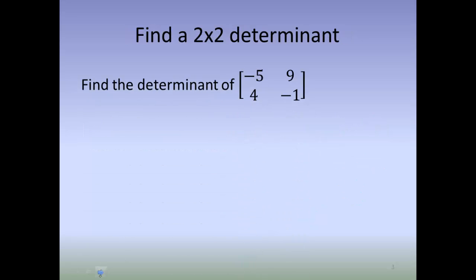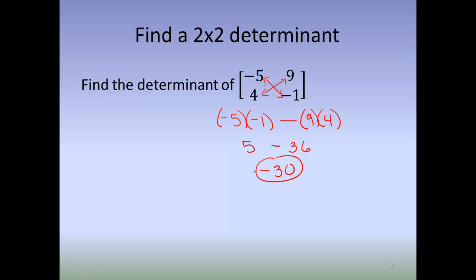So if we want to find a 2 by 2 determinant, you might see these directions. Find the determinant of, and it's a 2 by 2 matrix, negative 5, 9, 4, negative 1. And so we multiply the first diagonal, negative 5 times negative 1, subtract, multiplying the other diagonal, 9 times 4. If you do these calculations, you get 5 minus 36, which is negative 31. And so we say the value of the determinant is negative 31.